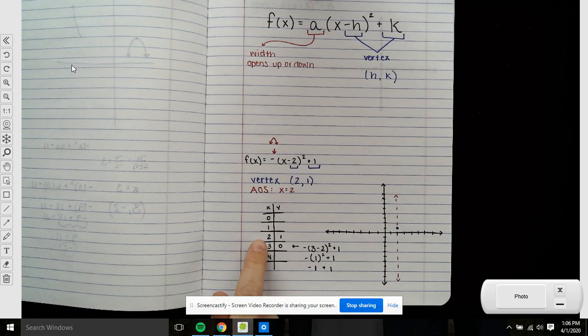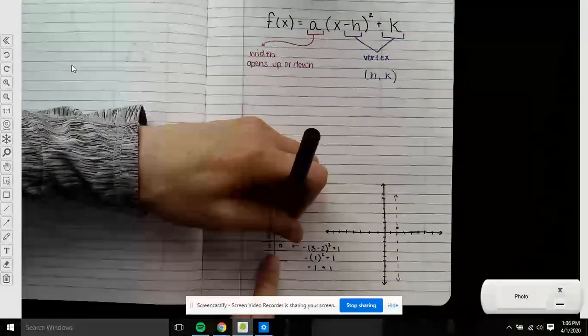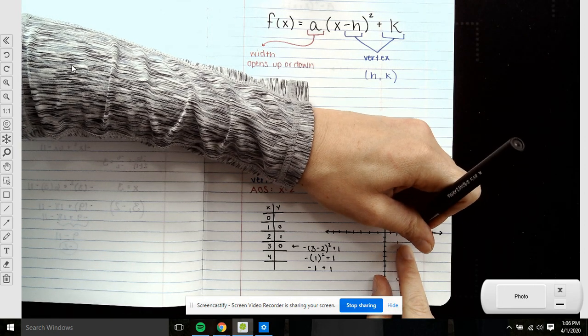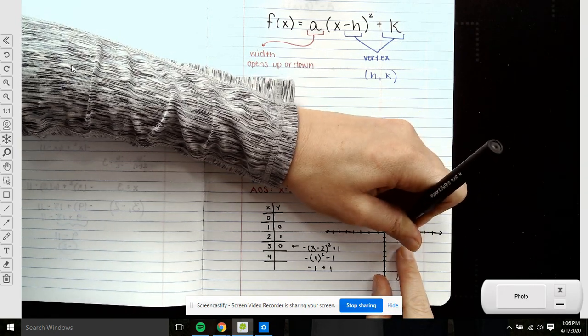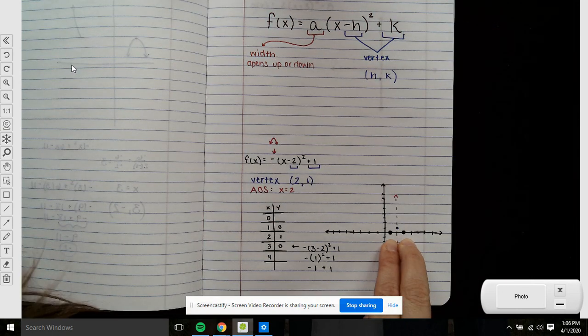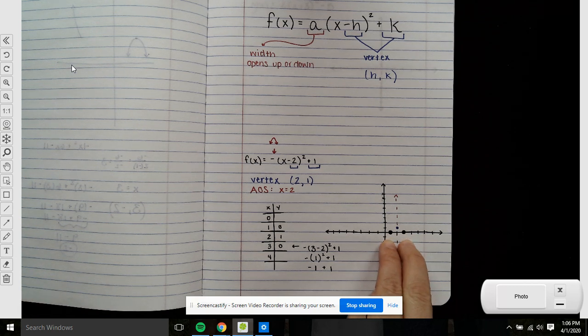Now because this is my vertex and this is on my axis of symmetry, I know that this is also going to be 0. So I have 3, 0, and I have 1, 0. Now if you remember, these are also called your roots, your solutions, your x-intercepts. So those are important in this problem.